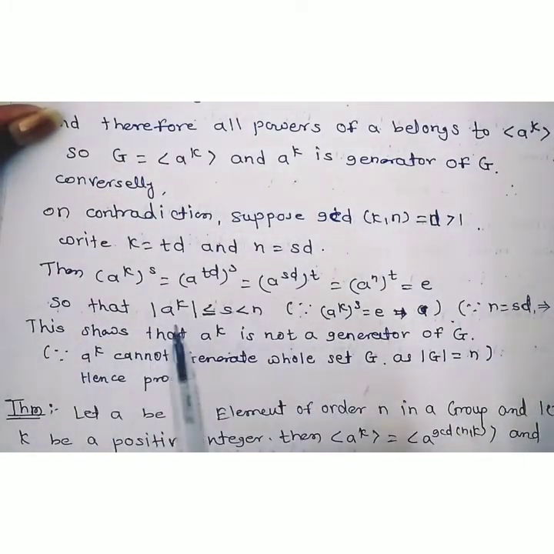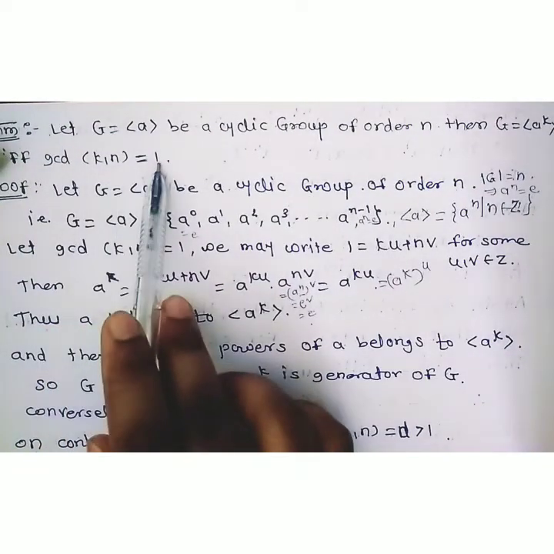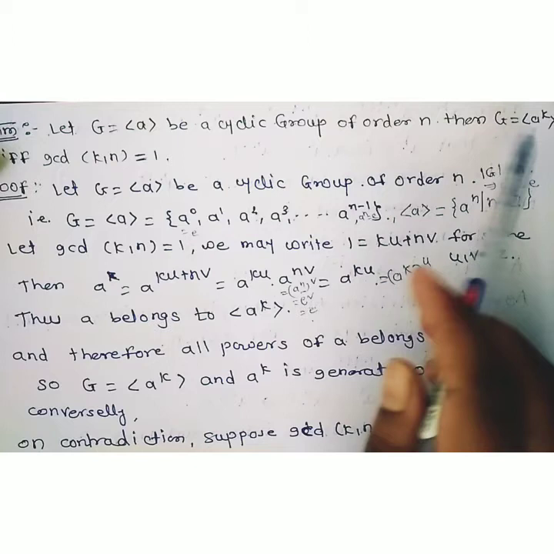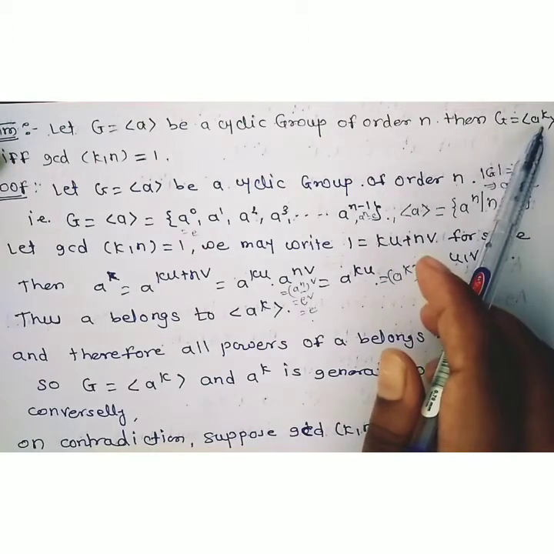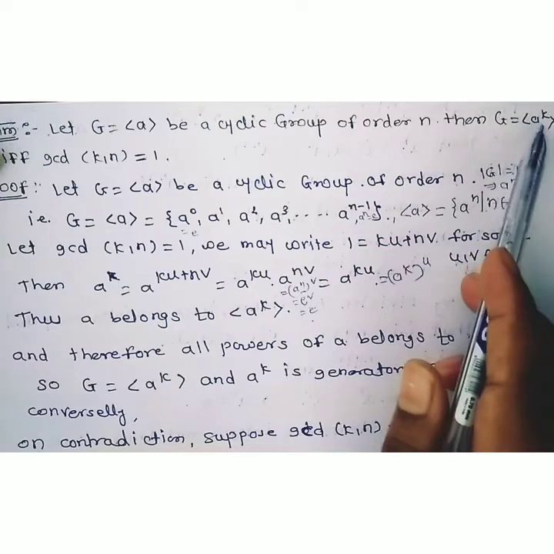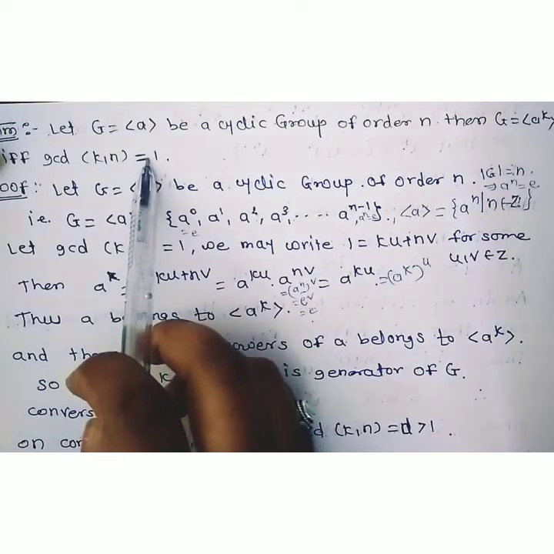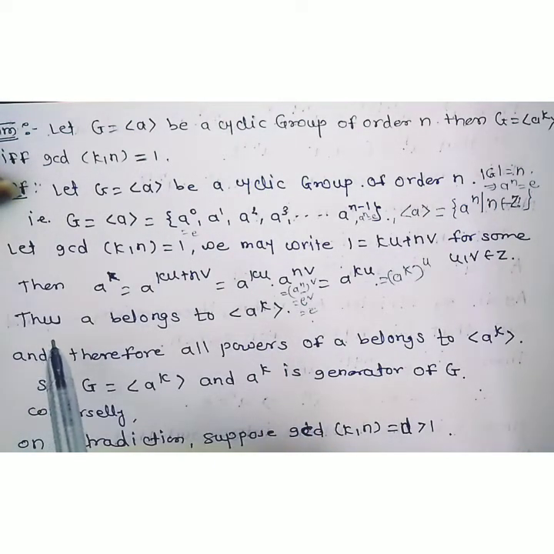Now, conversely, what do we have to prove? If GCD of k with n is equal to 1, then we prove G is equal to the set generated by a raised to k. Now, if we consider G equal to the set generated by a raised to k, then we have to prove that GCD of k with n is equal to 1. Now, we prove this by contradiction.